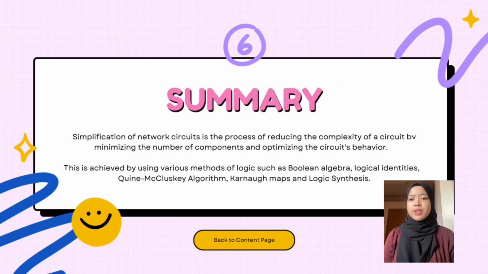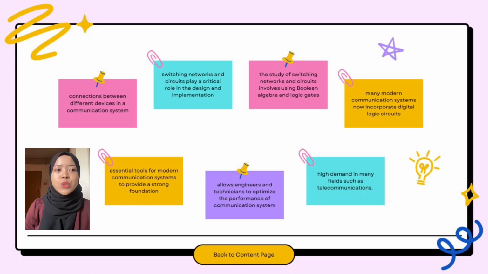Next, we move to the summary. Simplification of network circuits is a process of reducing the complexity of a circuit by minimizing the number of components and optimizing the circuit's behavior. This is achieved by using various methods of logic such as Boolean algebra, logical identities, the Quine-McCluskey algorithm, Karnaugh maps, and logic synthesis. In conclusion, switching networks and circuits are important concepts in the field of discrete mathematics.